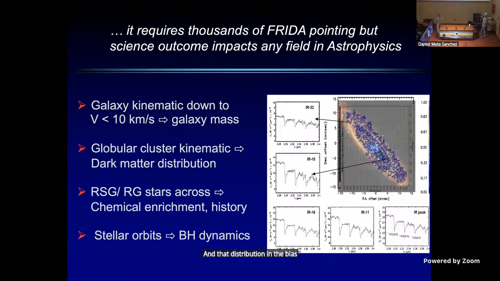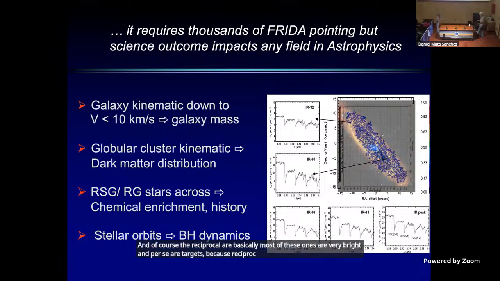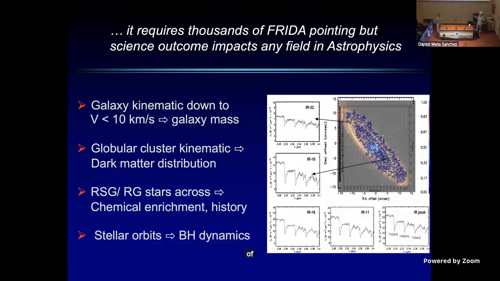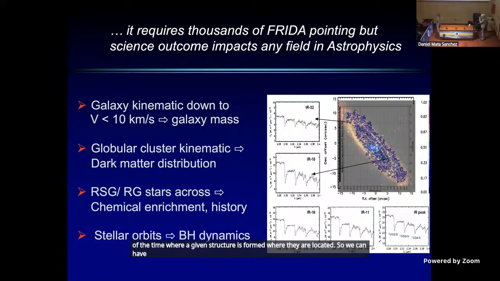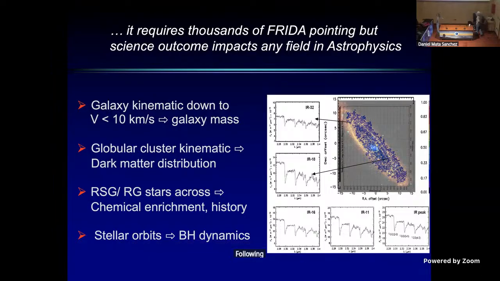And of course, the red supergiants, most of these are very bright, and per se are targets, because red supergiants and giants tell us about the age, the time when a given structure is formed, where they are located. So we can see where the spirals are formed, of the disk or the bulge, simply by finding red supergiants and getting the spectrum.